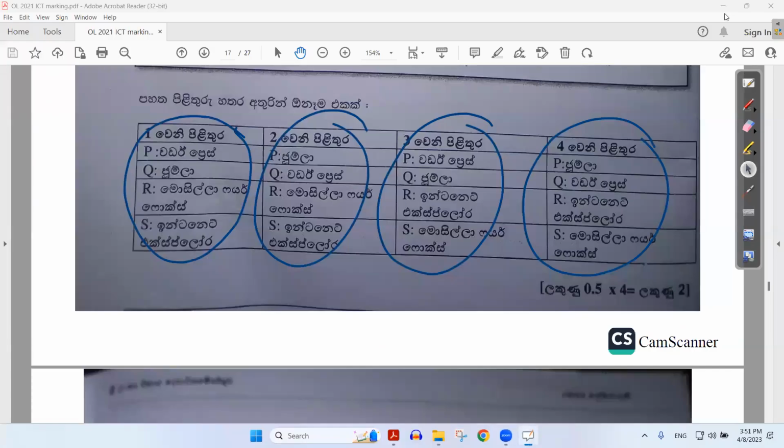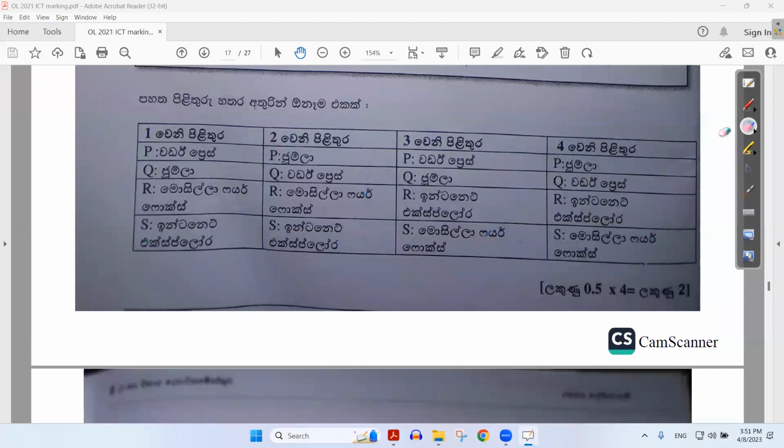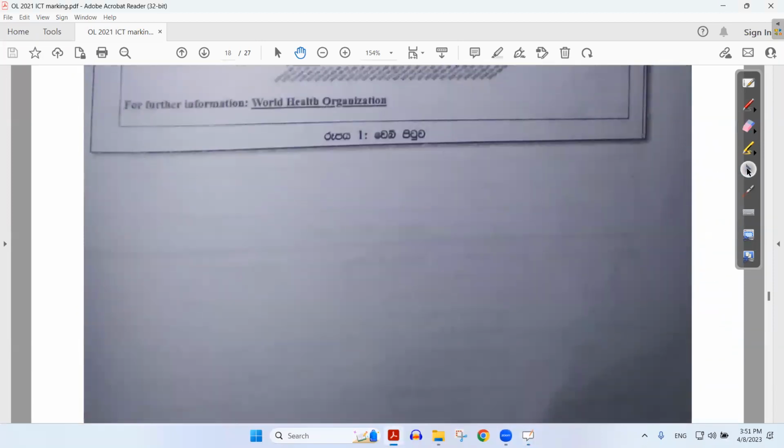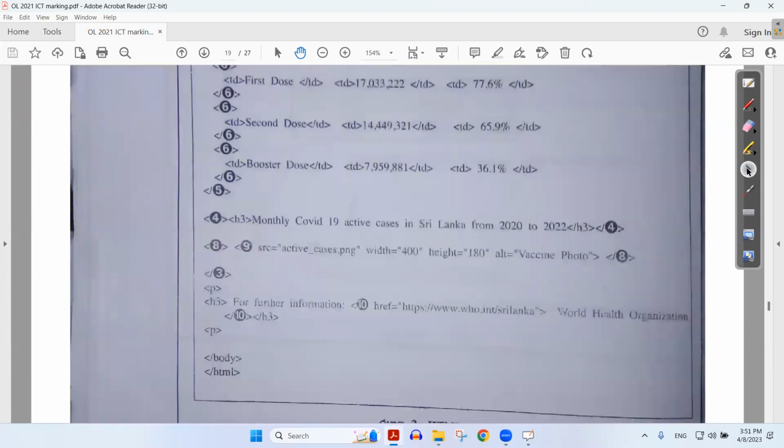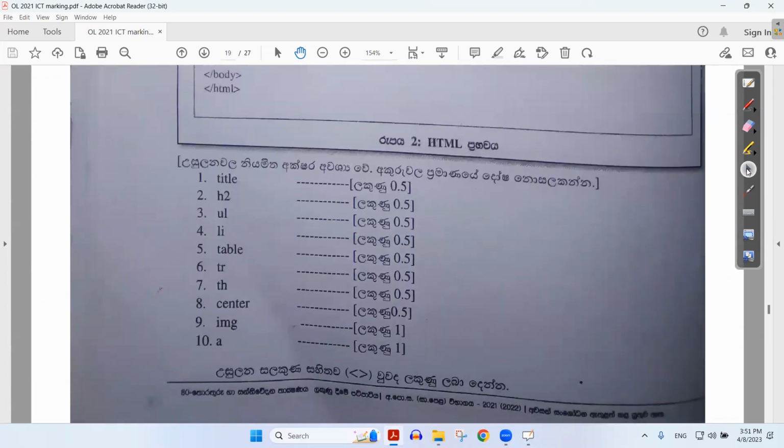And let's cross check this. Oh yeah, there you go. So see how much you got out of how much they have given. 1, 2, 3, 4, 5, 6 marks are given. So see how much you got for this question, and see the marks for the entire question.